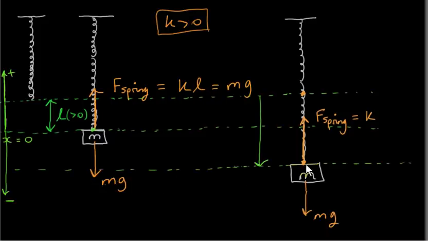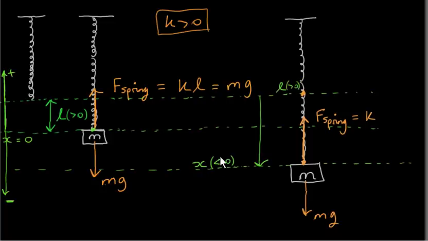So we have this horizontal dotted line here, which is at some position x. So x is some negative number in this situation. See, the mass is below the equilibrium position, and positions below are assigned negative values. But the equilibrium position of the spring is given by L. L is some positive number.